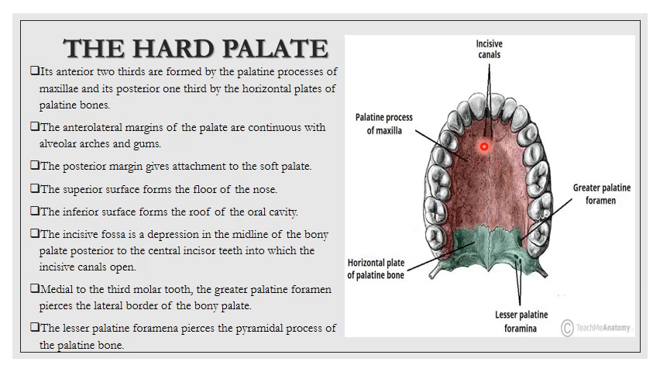Now the incisive fossa is a depression in the midline posterior to the central incisor teeth, into which the incisive canals open. And when you see in the posterior 1/3, you can see medial to the third molar tooth, here is a foramen, which is called the greater palatine foramen, which transmits the greater palatine nerves and vessels. Posterior to the greater palatine foramen, there is lesser palatine foramina, which pierces the pyramidal process of the palatine bone and transmits the lesser palatine nerves and vessels.